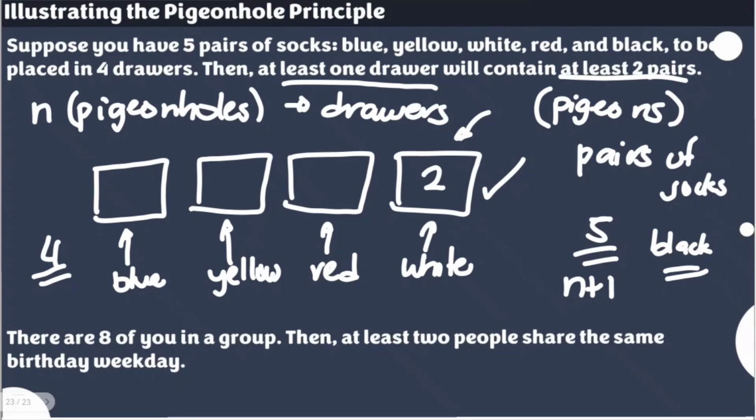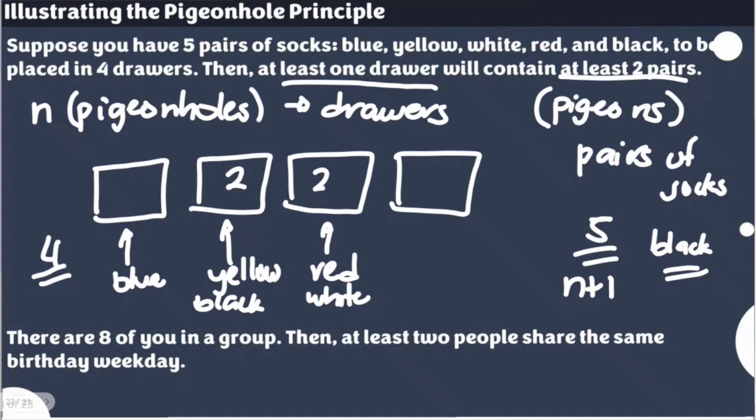Now, in another instance, where you place red and white here, and then you place black here, that would mean 2 out of those 4 contain 2 pairs. It still follows the idea, at least 1 drawer, regardless of whether a drawer doesn't have any pair of socks. So this means that the number of pigeonholes is less than the number of pigeons. It will always happen that at least 1 of those pigeonholes, in this case drawers, will contain more than 1 pair of socks, or our pigeons in this case.